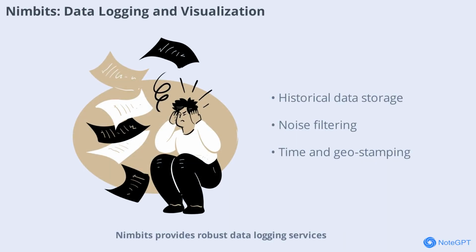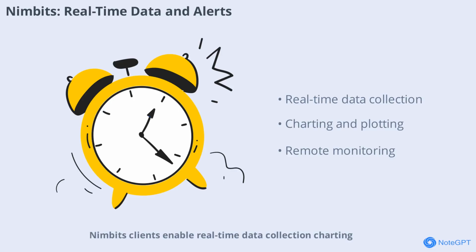NIMBITS provides robust data logging services, storing historical data points and objects in formats like JSON or XML. It filters noise and highlights important changes, sending them to central instances as needed. NIMBITS also offers data visualization tools for connected sensors, including time and geostamping, making it easy to monitor and analyze IoT data. NIMBITS clients enable real-time data collection, charting, and graphical plotting of collected data.